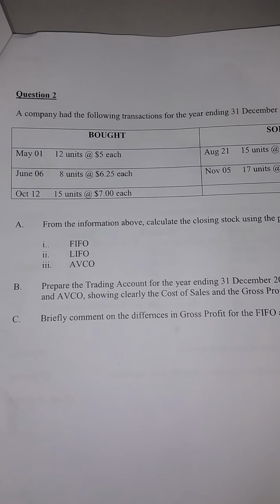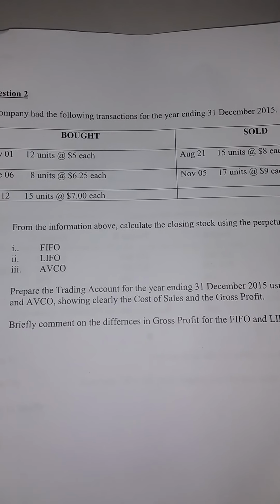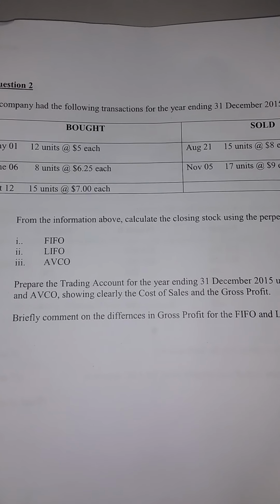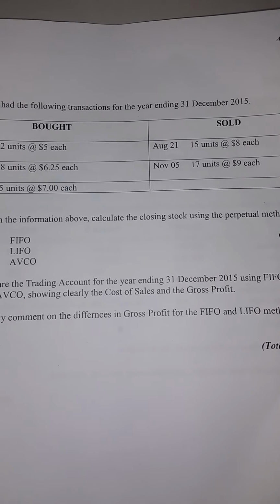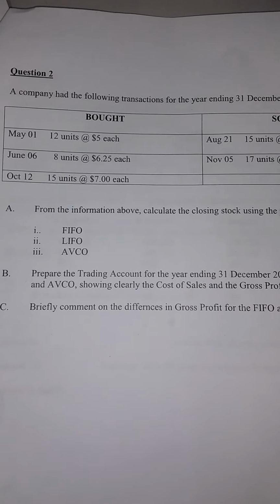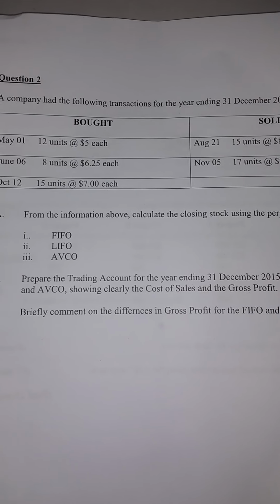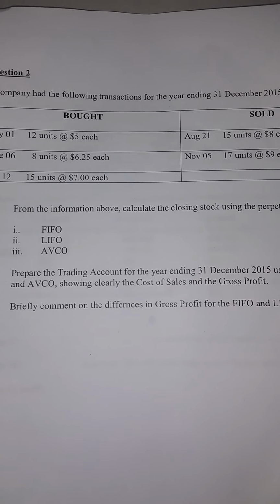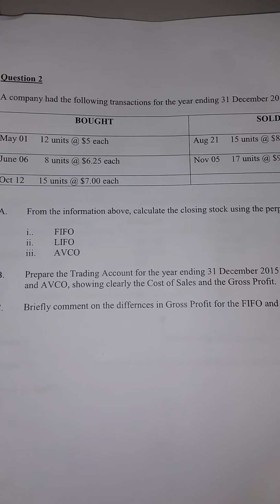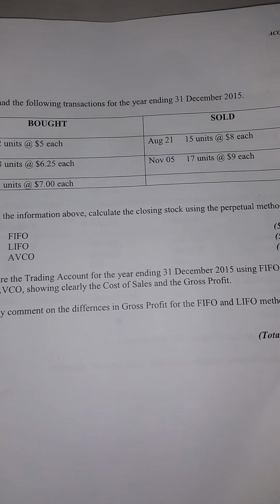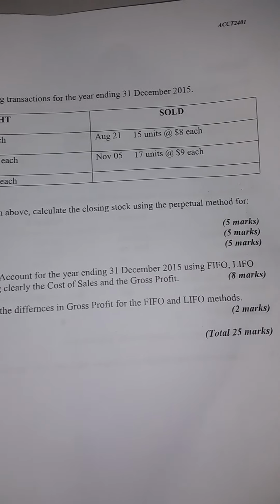So there's the question. The question asks us to calculate the stock valuation using the following methods: first in, first out, last in, first out, and the average cost, which is your AVCO. Part B is asking us to prepare the income statement, which is your trading profit and loss, using the above methods. And C is asking you to comment on the gross profit using the methods.